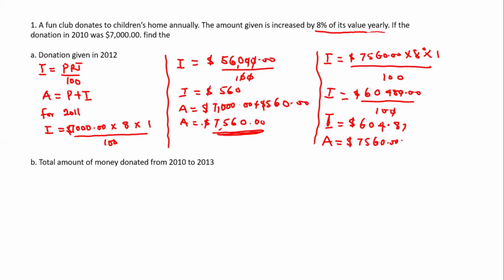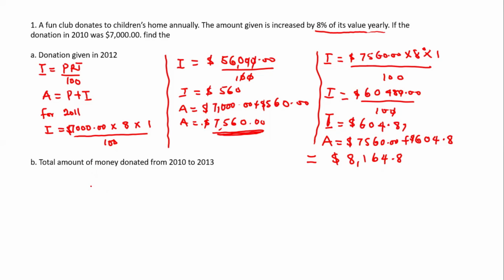So the amount given in 2012 will be $7,560 plus $604.8. If you add that together, the total amount will be $8,164.8. So that's the amount that will be donated in 2012.